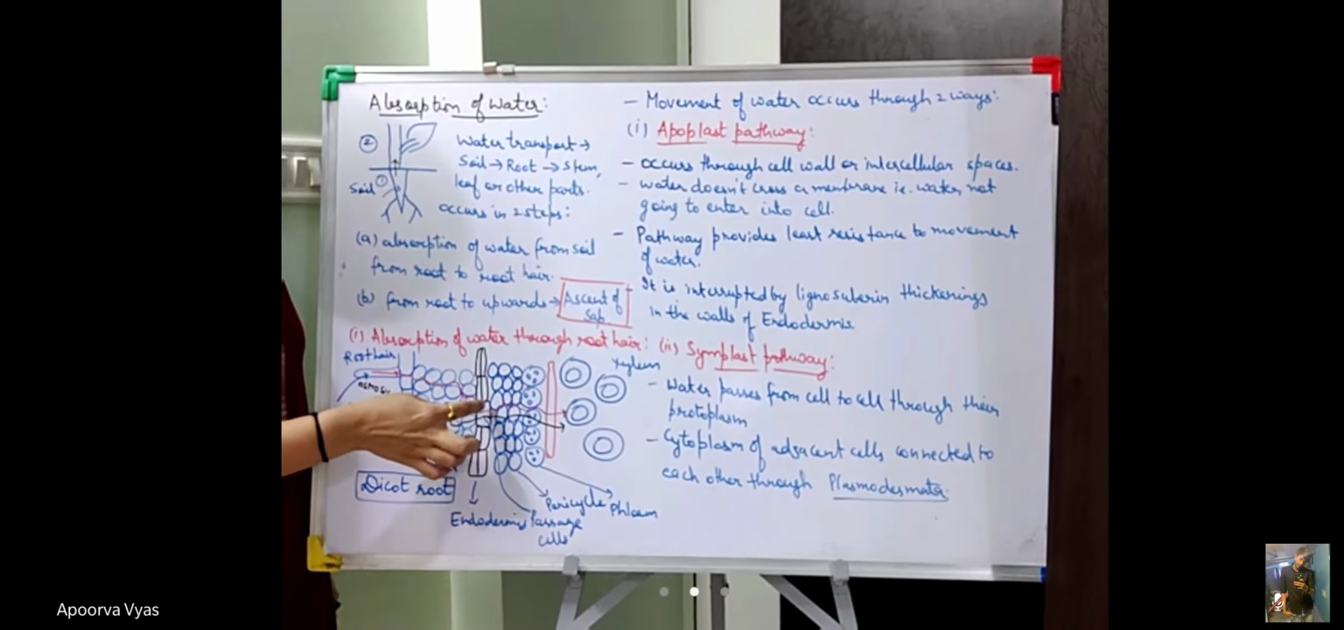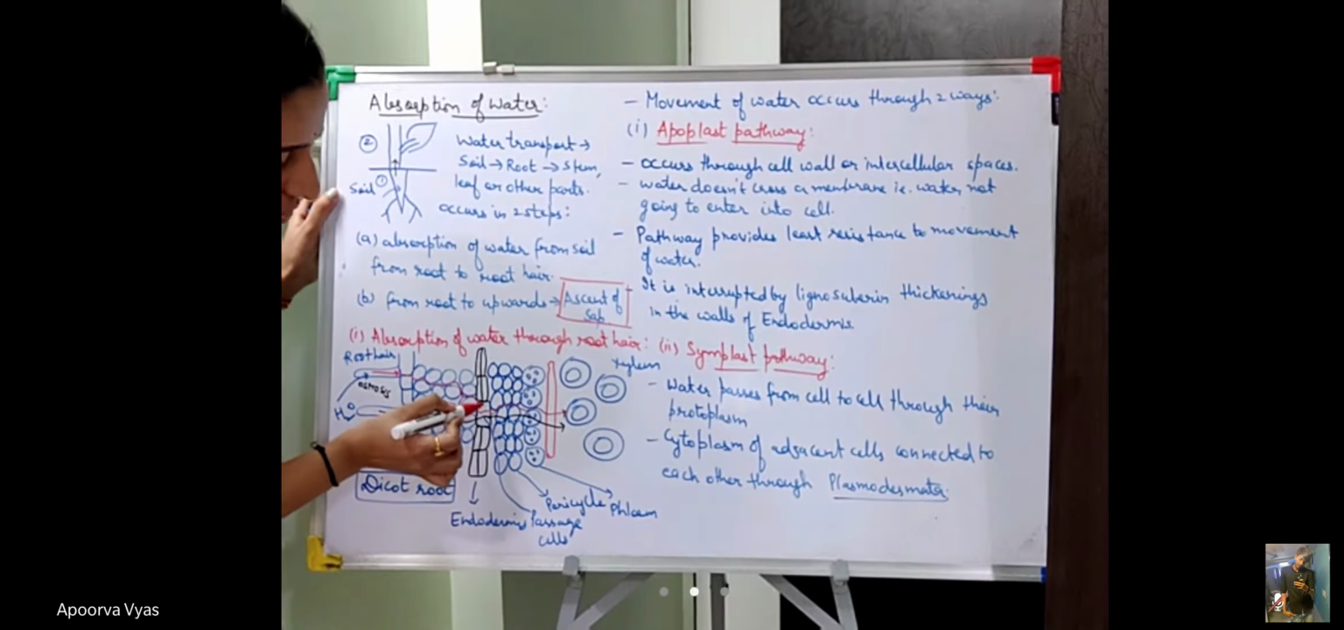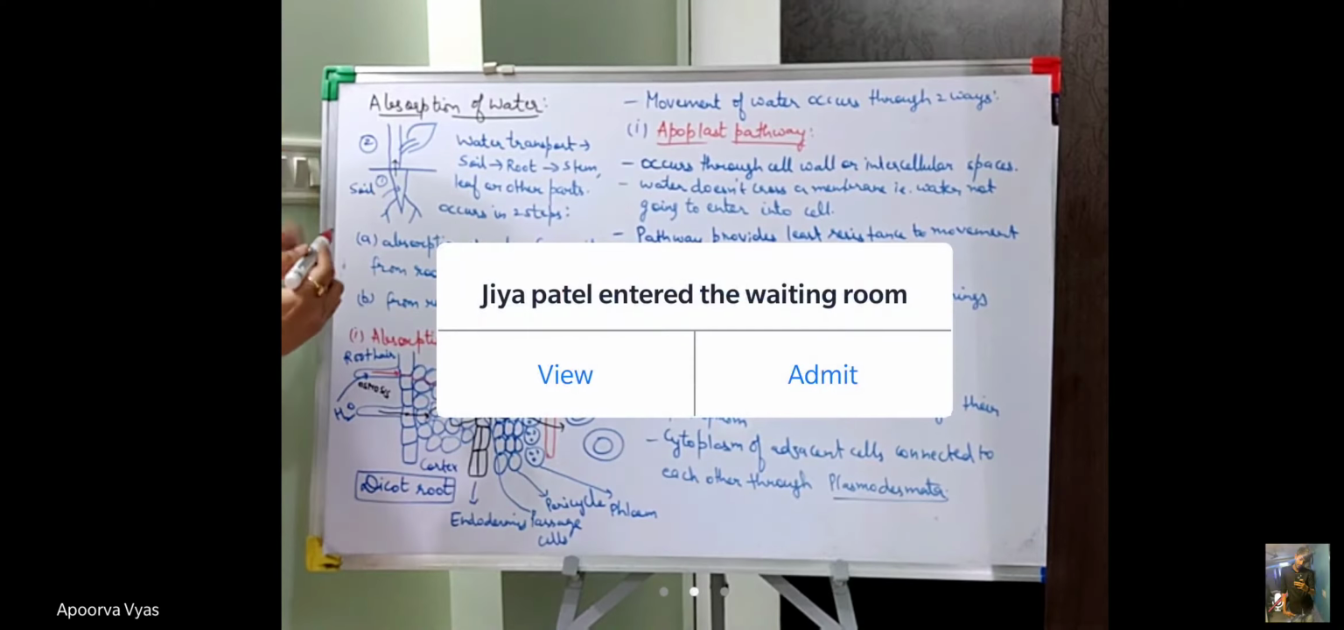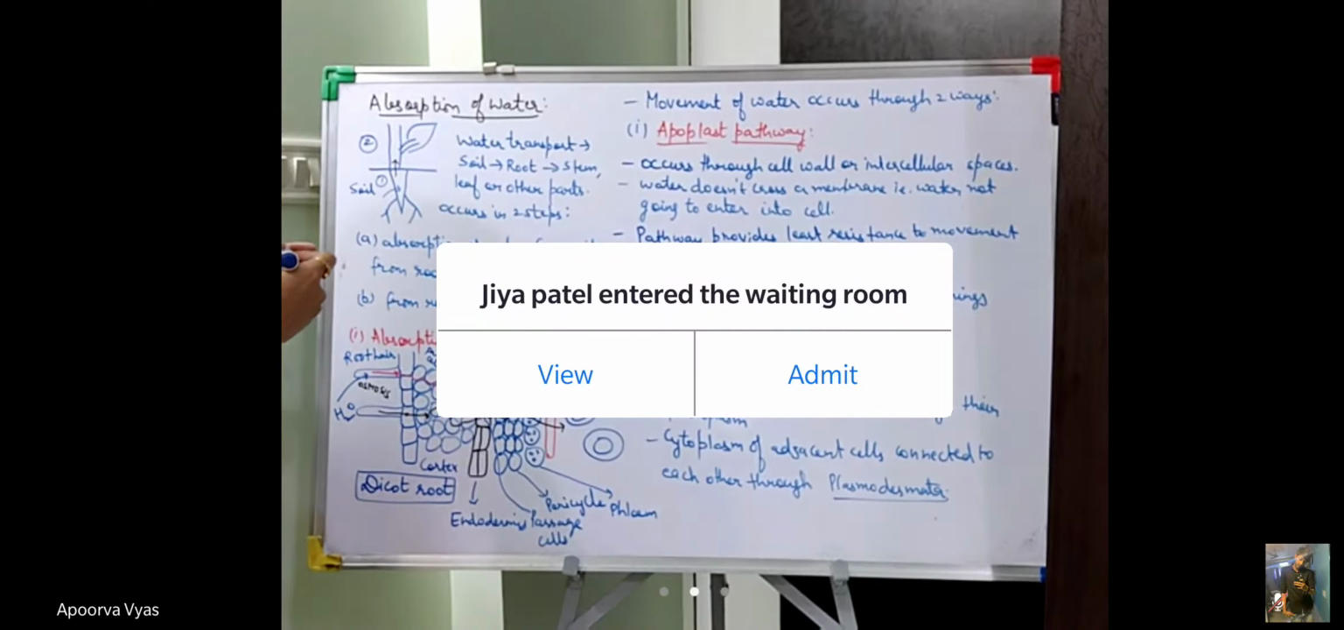तो there are certain cells which are present in between जहाँ पे this deposition or this lignosuberin thickening is not present. ठीक है, तो these cells they are known as the passage cells. For example, ये जो center में जहाँ ये जो cell present है, this is actually the passage cell. ठीक है, तो अब क्या होगा?